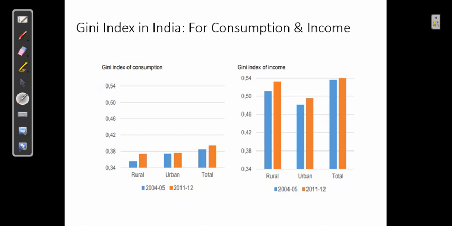So if this inequality is rising, it basically implies that some people are consuming more and some people are consuming very less. So if these figures are close to 1 or close to say 0.8, it implies that there may be some people who are barely getting something to eat, while some people are having extra food or extra consumable items.